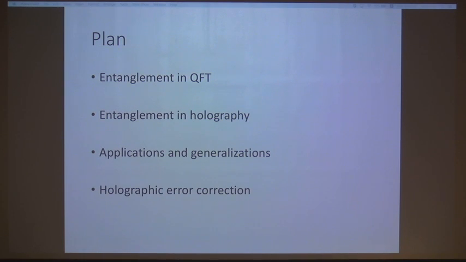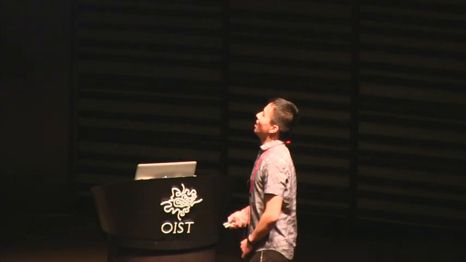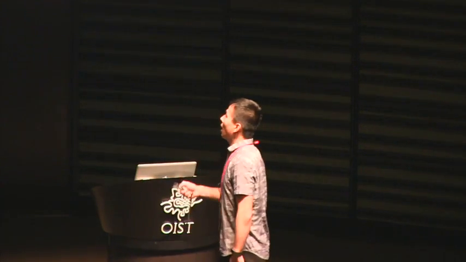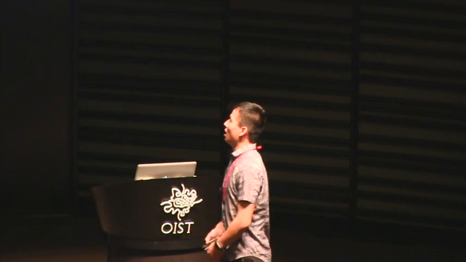So the plan for the rest of the talk is basically to follow this list of items. I'll first talk about entanglement in quantum field theory. Quantum field theory is the basic thing that we use, and holography is a statement about the duality between specific quantum field theories and quantum gravity. So it's good to start with quantum field theory. And then we will talk about entanglement in holography. We will give a few applications and generalizations of the specific things that we learn about holographic entanglement. And finally, I'll mention quantum holographic error correction, a way of thinking about holographic duality as a quantum error correcting code, and where that leads us.